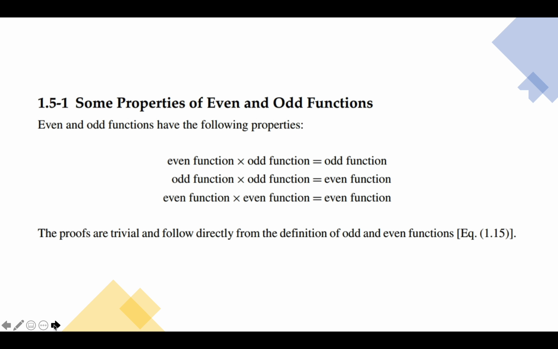You can show that an even function times an odd function is equal to an odd function, that two odd functions together are equal to even, and even times even is equal to even. I should point out here that a function does not necessarily have to be even or odd. You can have functions that are neither, and that is not uncommon. Many functions are neither. So you do not always have to have an even or odd function.